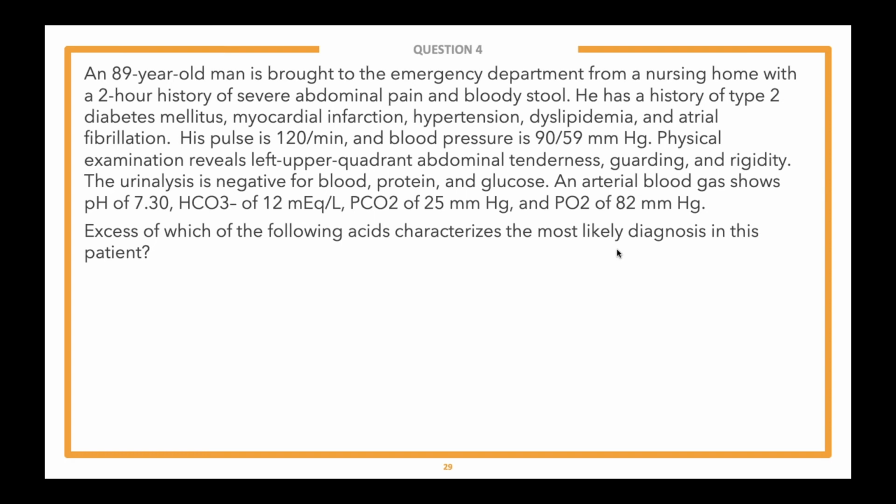His pulse is 120 per minute, and blood pressure is 90/59. Physical examination reveals upper left quadrant abdominal tenderness, guarding, and rigidity. The urine analysis is negative for blood, protein, and glucose. An arterial blood gas shows pH of 7.3, bicarb of 12, PCO2 of 25, and PO2 of 82. Excess of which of the following characterizes the most likely diagnosis in this patient? Paras.